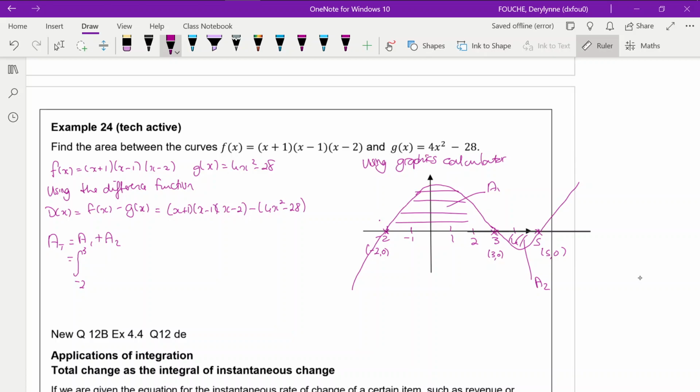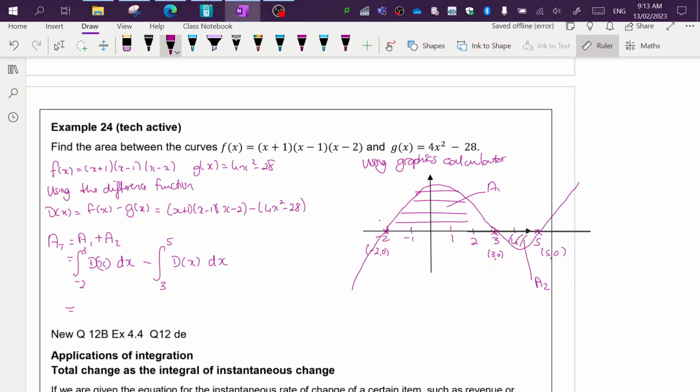the integral from -2 to 3 of d of x dx, and be careful now, from 3 to 5 it's below the x-axis, so you can either say plus or -1, or you're subtracting the integral from 3 to 5 of d of x dx, and that will be, now let's have a look on your calculator.